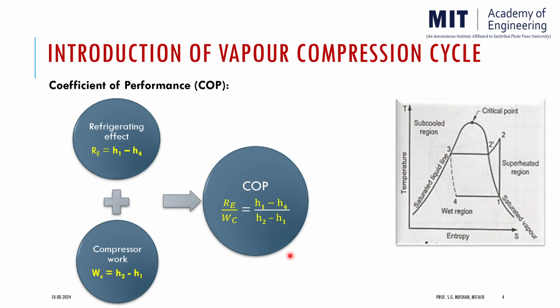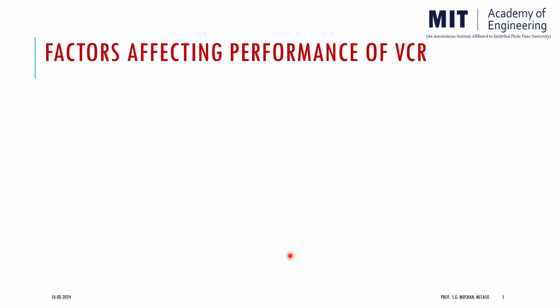Okay, so this is a short overview about this vapor compression refrigeration cycle. Now let's understand what is the effect of each individual parameter on the performance of VCR. So the first parameter that I consider is the effect of suction pressure.